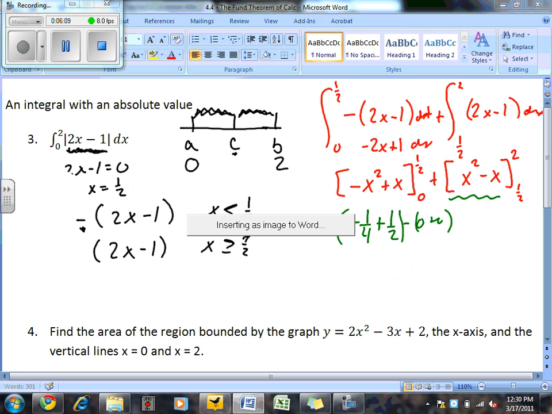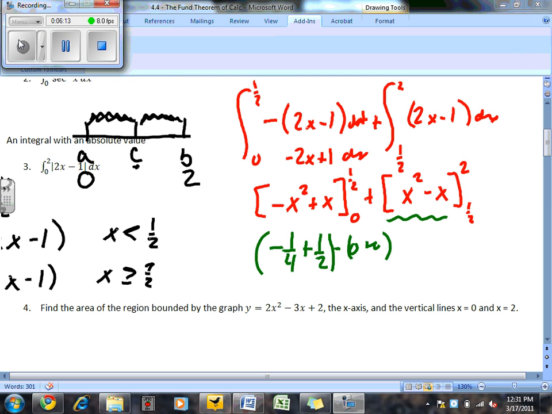Sorry about that. My smartboard will randomly just add pictures whenever it wants to into my paper. So now these are pictures. Anyway, regardless, we're moving on. So I'm over here now to this guy. I've evaluated 1/2 and 0.